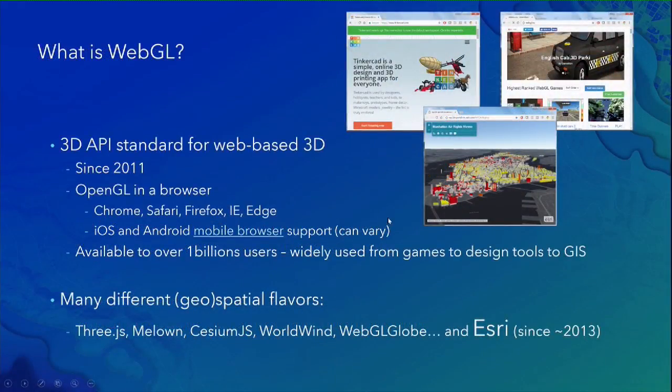So WebGL is a 3D API standard for web-based 3D that's been around since about 2011. It works with OpenGL. It's basically OpenGL in a browser. It can work in Chrome, Safari, Firefox, Edge, and there's constantly increasing support for it. iOS and Android mobile browsers do support WebGL, and the support has increased quickly enough that these guys have felt comfortable starting to roll out mobile support in the Scene Viewer. It's used in billions of devices and browsers at this point.